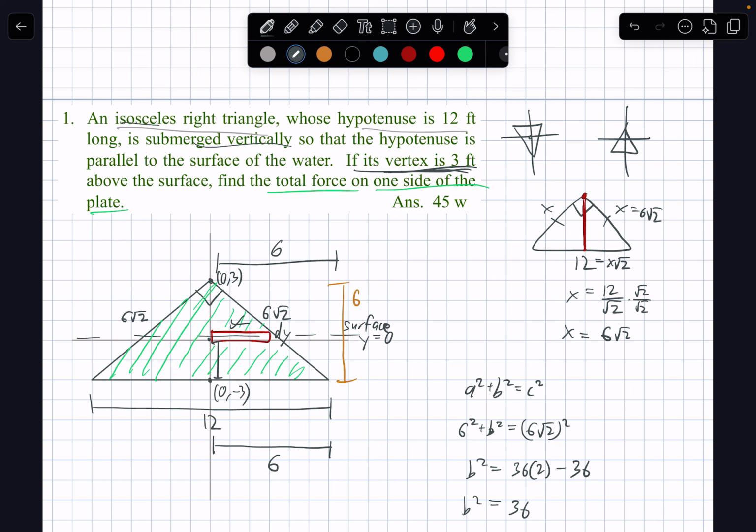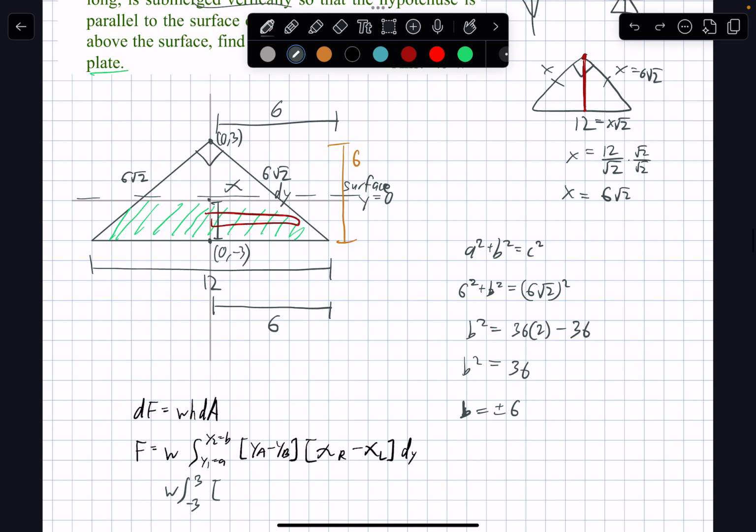If the vertex is 3 feet above the surface, so anything that's from here to here, we don't account for the total force that applies there. Rightly so, I suppose. Therefore, we only account the one here. So we move the horizontal element. It can only move from here to here. Therefore, our limits of integration, we will limit it to, from the origin, 0 to negative 3. So this one is 0.